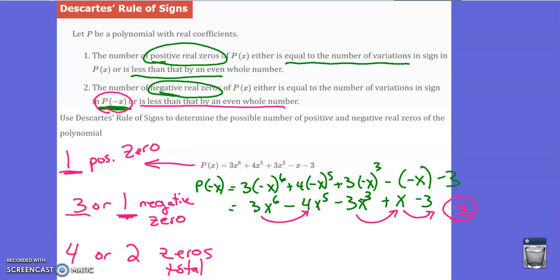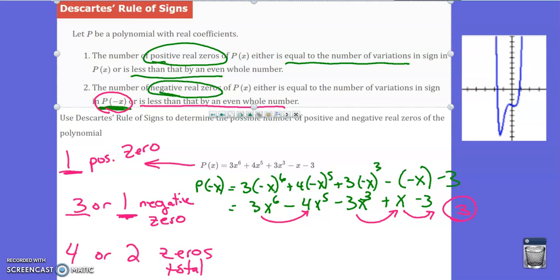Now, if you actually look at this graph, I took a picture of it on a graphing calculator so you can see it. Notice if I graph this function, I have it over here to the right, I end up having one positive zero and one negative zero. That's really what I'm looking for, the amount of positive zeros and negative zeros, and that's what the rule of signs tells us.